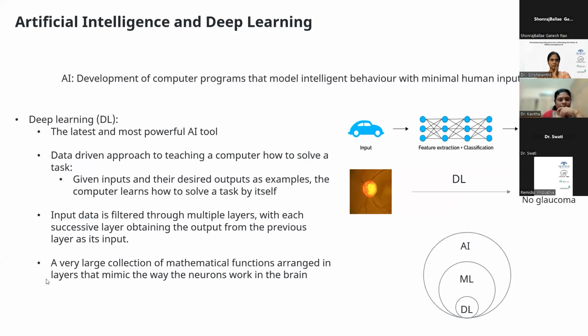itself. The input data is filtered through multiple layers, and each layer output acts as an input to the next layer. And it's a large collection of mathematical functions which are arranged like the way the neurons are in the brain, and hence the name convolutional neural networks. Now, if you were to take glaucoma as an example, if you feed in fundus images and have the ground truth of glaucoma or not, the deep learning models essentially learn the relevant patterns to make an output of glaucoma, and the weights are essentially optimized such that the prediction error is very small and the predicted classification is as close to the ground truth as possible.